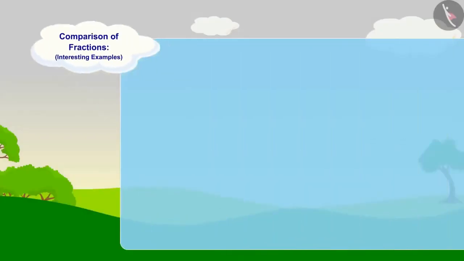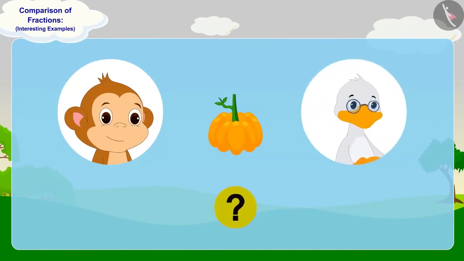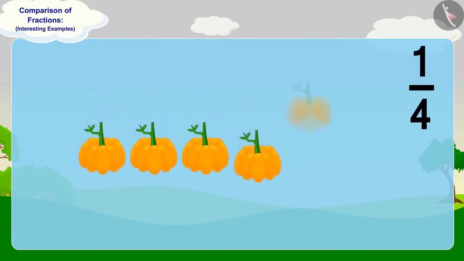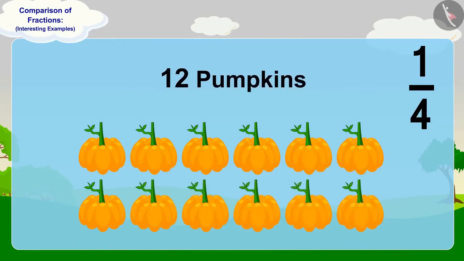Children, can you tell how many pumpkins Babban will give to uncle? In 1/4, we have to divide our whole into 4 equal parts. Here, we have a total of 12 pumpkins. So we have 12 pumpkins as our whole. We will divide them into 4 equal parts.